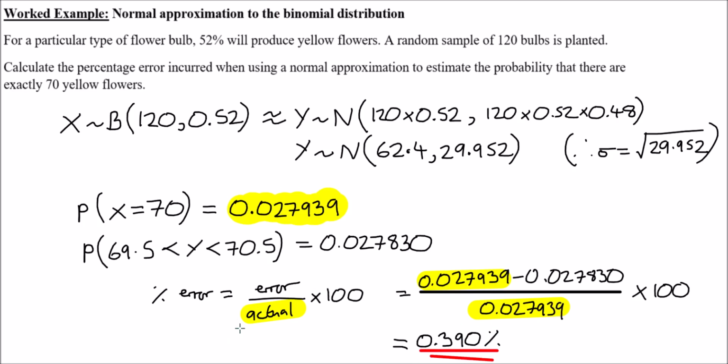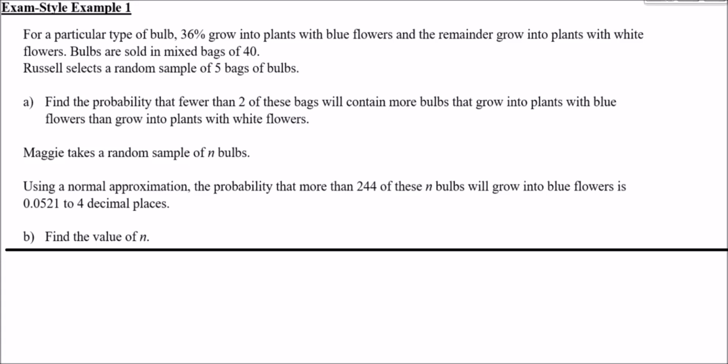Next, we're going to move onwards and upwards. So here's the first of two exam-style examples for you to get your head around. So we're told here that for a particular type of bulb, a plant bulb this is, 36% of them grow into plants with blue flowers, and the rest of them grow into plants with white flowers. So it's either blue or white. So already this is a massive clue, it's going to be a binomial job.